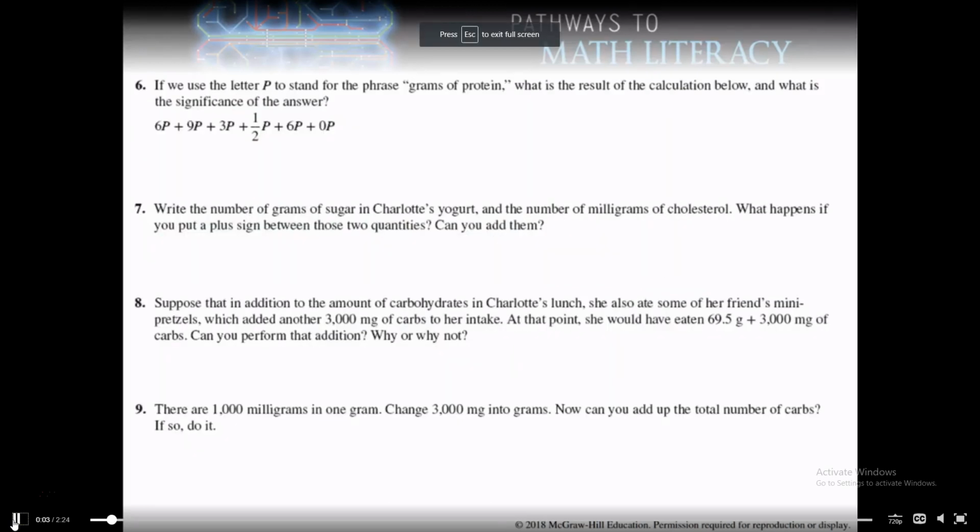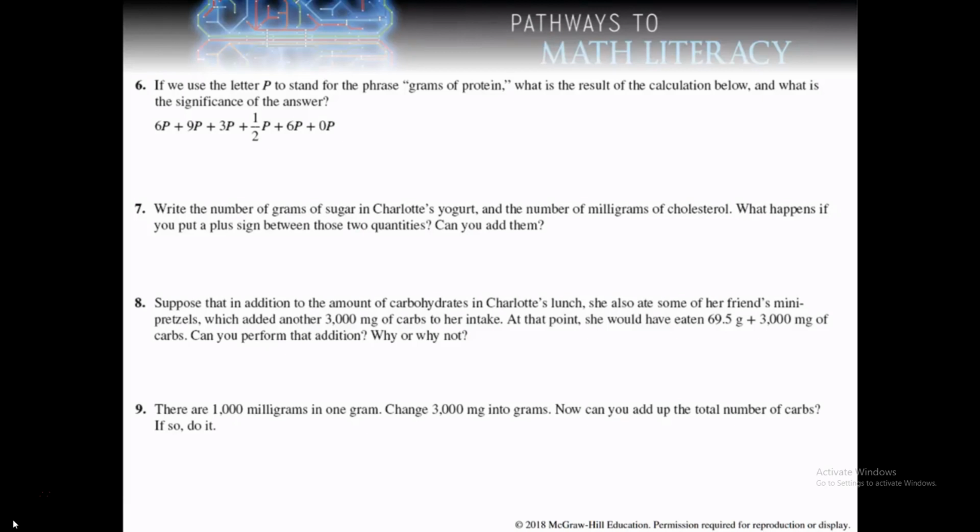In 6, if we use the letter P to stand for the phrase grams of protein, then what's the result of this calculation and what does it mean? Well, this means 6 grams of protein plus 9 grams of protein and so on. These are the amounts of protein in each item in Charlotte's lunch, and if you add up the numerical parts you get 24.5. So this adds up to 24.5 P, which literally means 24.5 grams of protein. That's how much protein is in Charlotte's lunch.